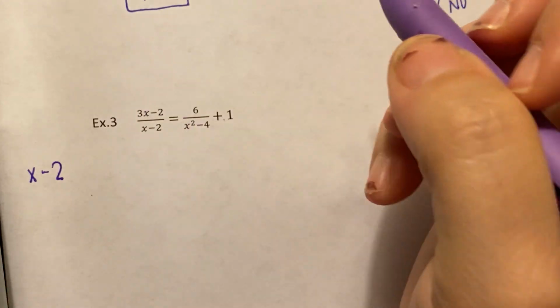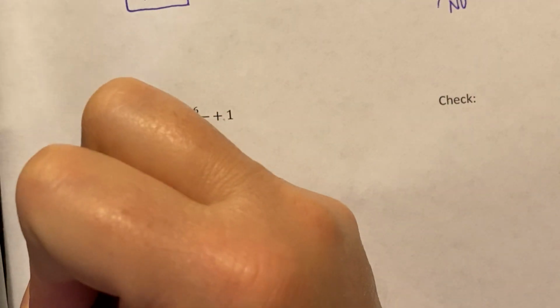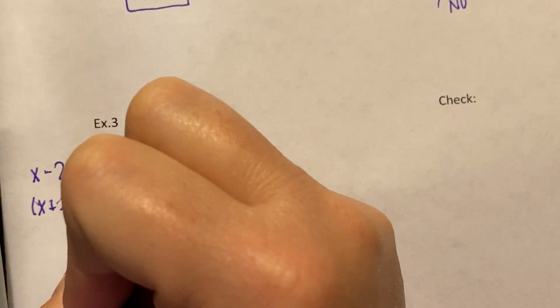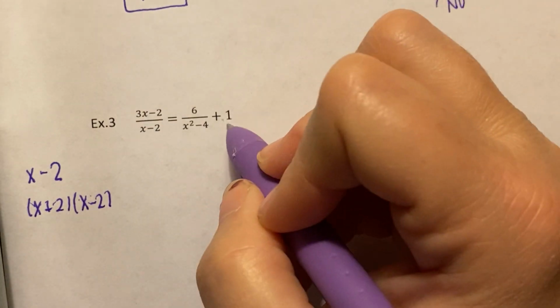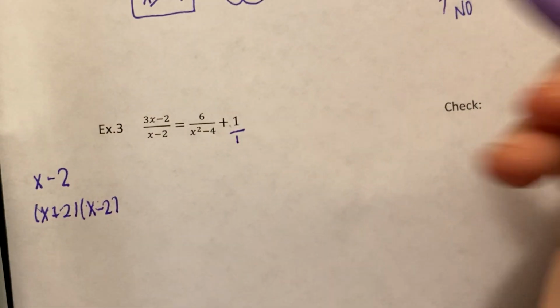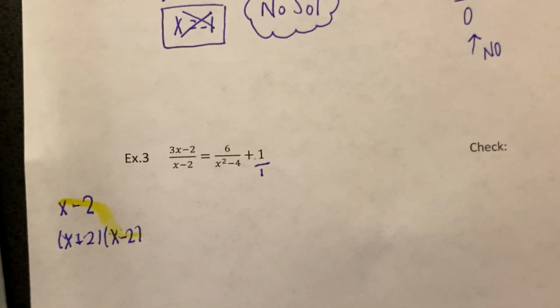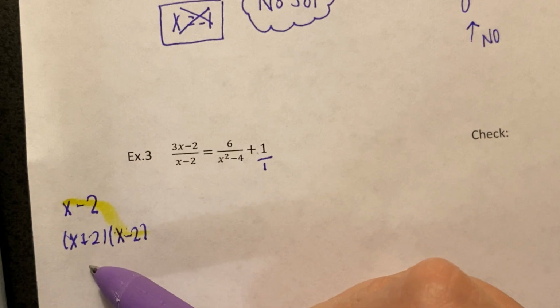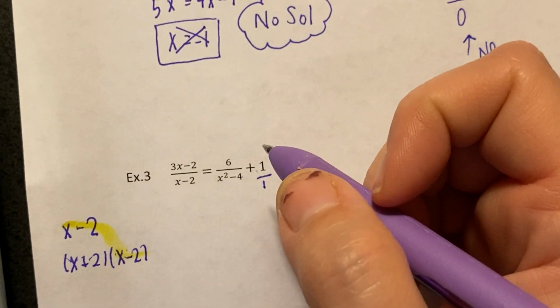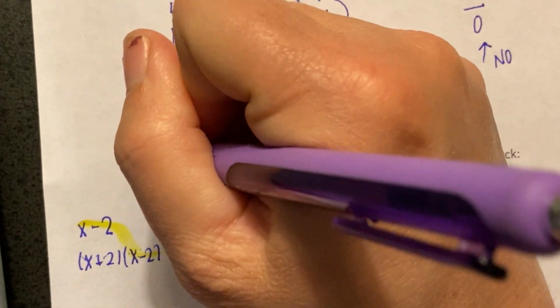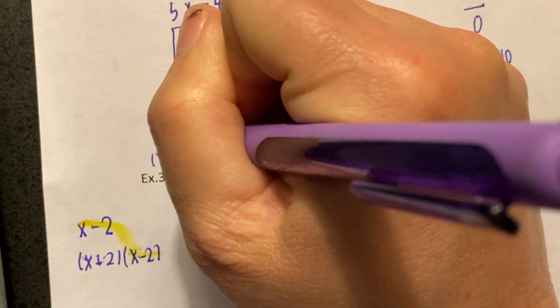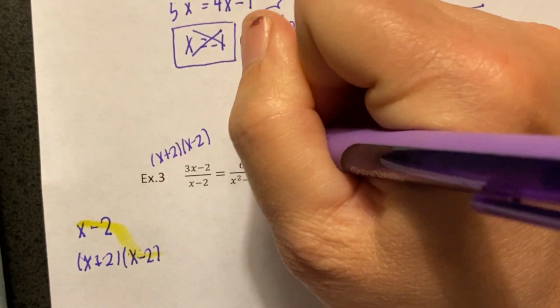Okay, the next one, this LCT is x minus 2. The next one is x plus 2 times x minus 2. Sorry, I should have lined up those x minus 2s. And then the last one is a 1. So even though I didn't write these very well, this is my match, okay? And that's my leftover. So my denominator is going to be x plus 2 times x minus 2. That's my LCD.